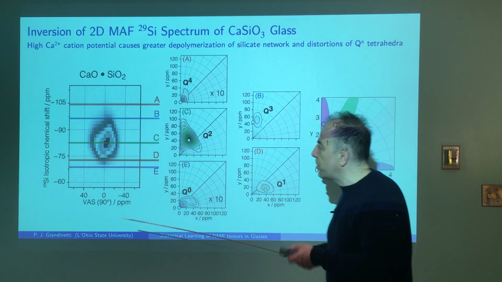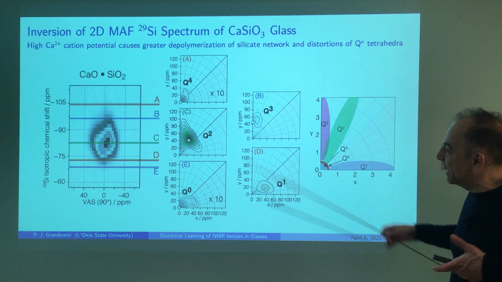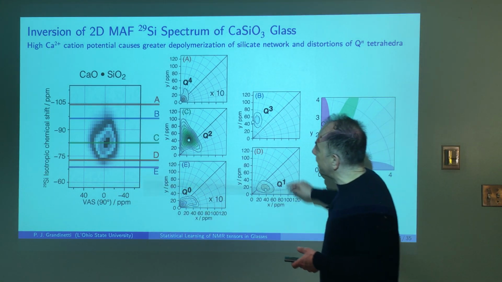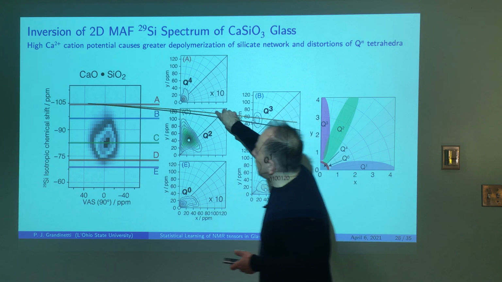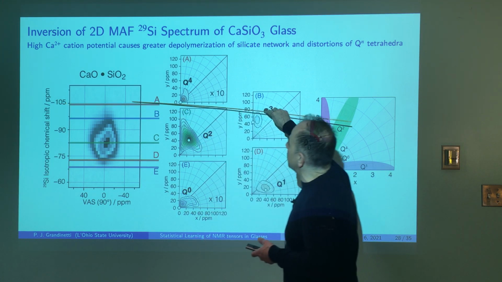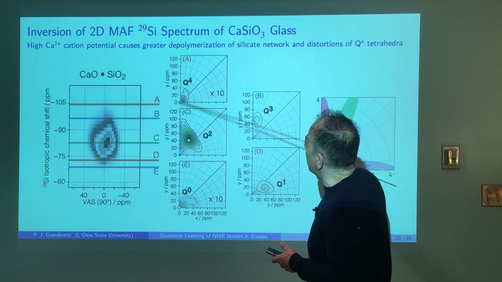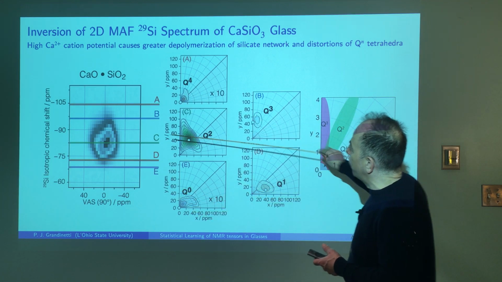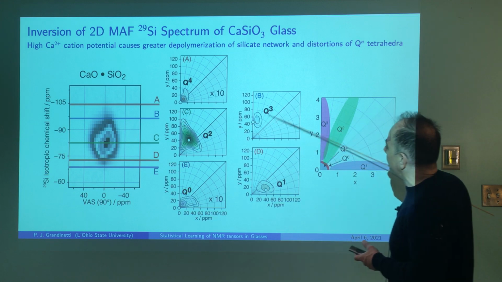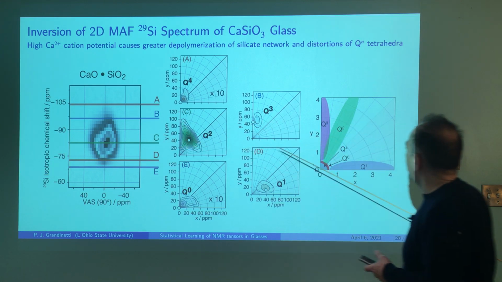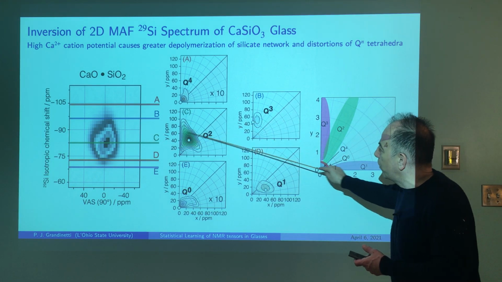And now if I showed you the 3D inversion, it's just like one big cloud. So I'm just going to show you cross sections here. You can see here at isotropic chemical shifts associated with Q4, the Q4 XY cross section. Here you can see for B, we're starting to get into the Q3 region. And then for C, we're down here in the Q2 region.